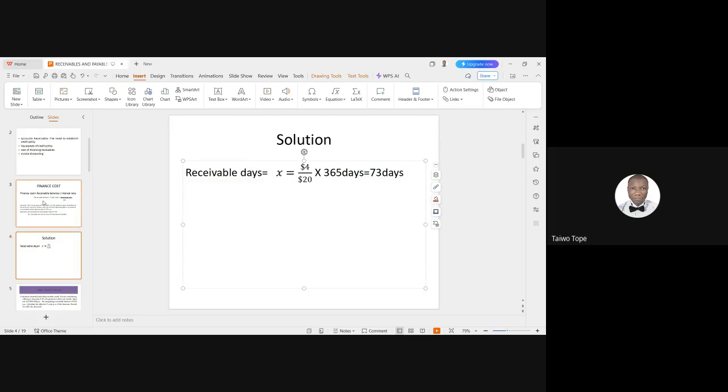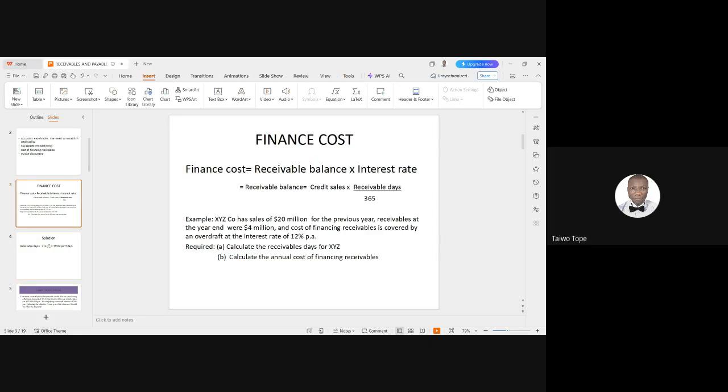When you go to the question, you'll see that your receivables at the year end is 4 million, right? Cost of financing receivables is covered by an overdraft at the interest rate of 12%. Now, let me explain what this statement is all about.